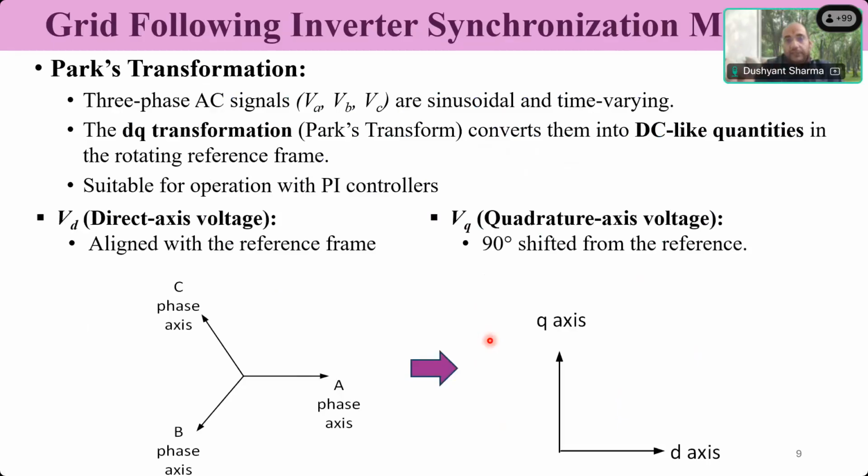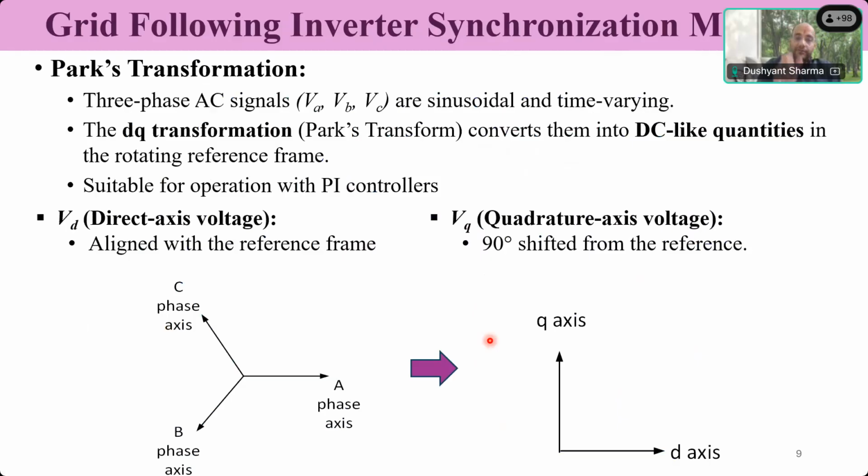We have three-phase quantities. Now, these three-phase quantities are continuously time varying. To design a controller for continuously time varying quantities is a little bit difficult. For example, let's say motor control. We say our reference speed is 1000 RPM. We have to control the motor at 1000 RPM. So that 1000 is a fixed number.